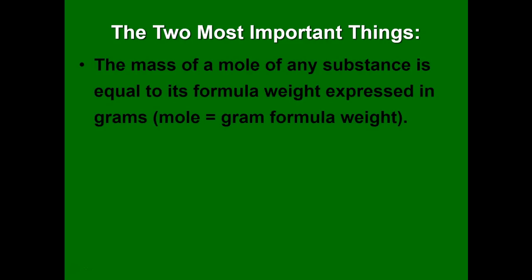The first is this. The mass of 1 mole of any substance is equal to the formula weight of that substance expressed in grams. In other words, if a molecule of methane gas weighs 16 AMU, then a mole of methane gas weighs 16 grams. If a molecule of water weighs 18 AMU, then a mole of water weighs 18 grams. So that's the first thing. The mass of a mole of any substance is equal to its formula weight expressed in grams.